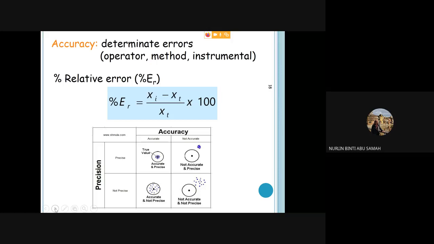Okay, now let's look at accuracy. Accuracy is focusing on the determinate errors. For the determinate errors, we are focusing on the operator method and also instrumental. So you can see this is a very good example of the difference between accuracy and precision. I hope that you can still remember the percent relative error formula.